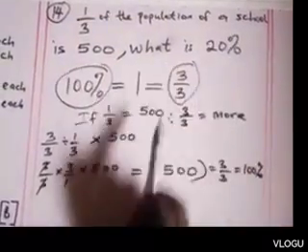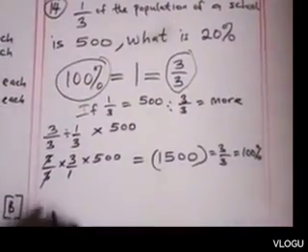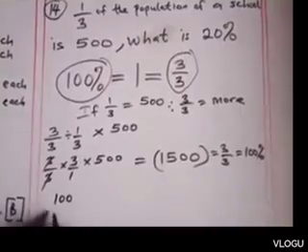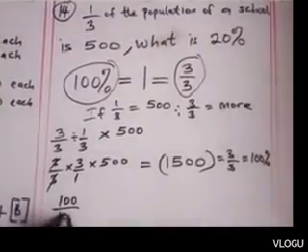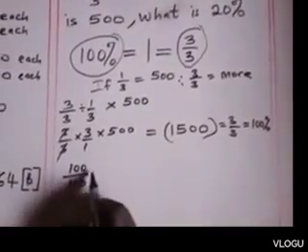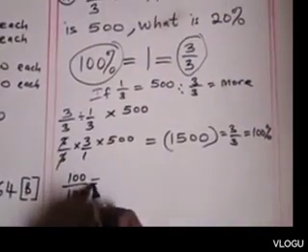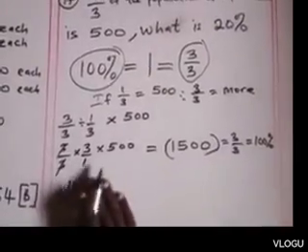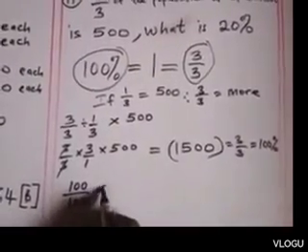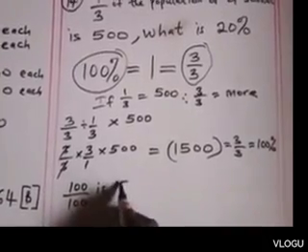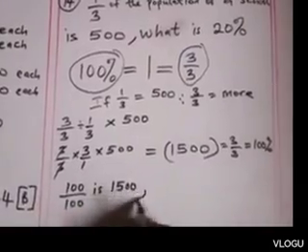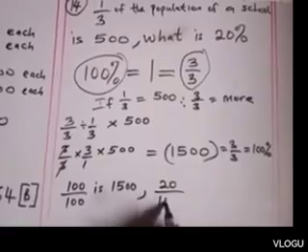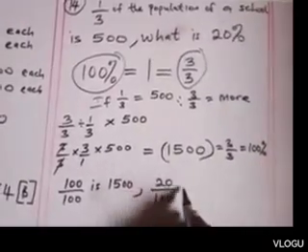Now back to the question, what is 20%? I will come back again and say if 100%, which is 100 over 100, is 1500, then what is 20%? 20% is represented by 20 all over 100.